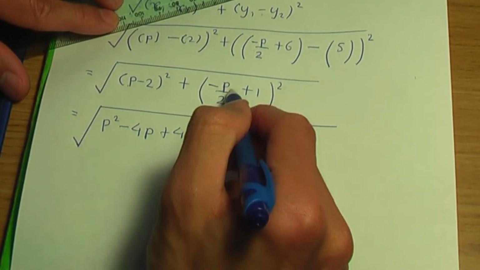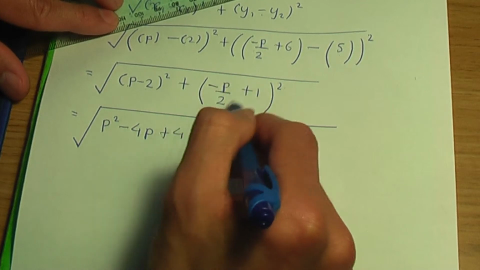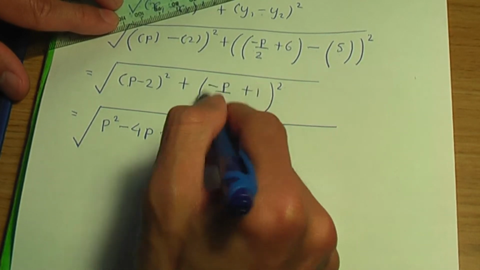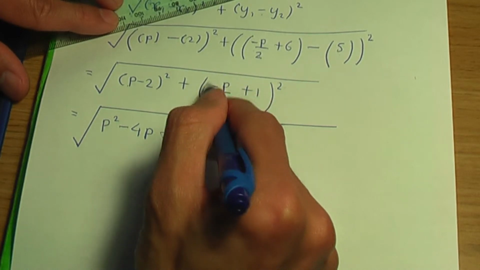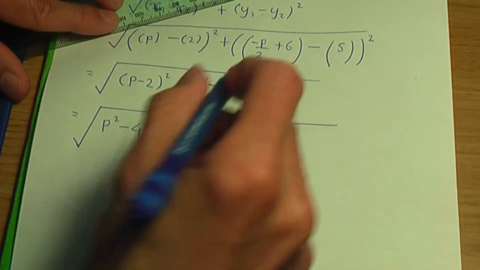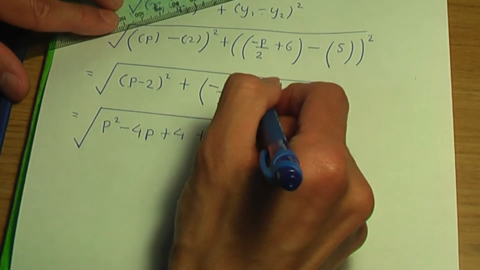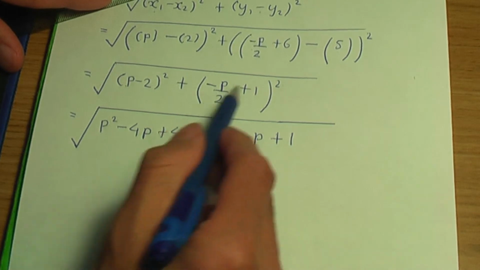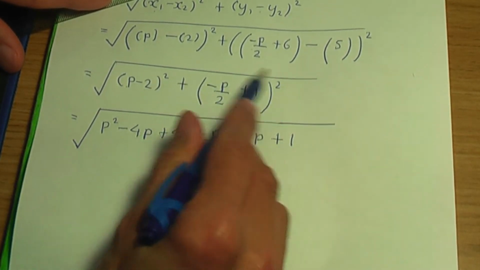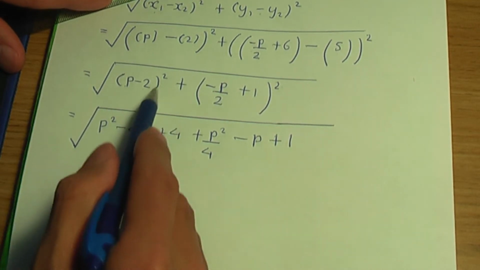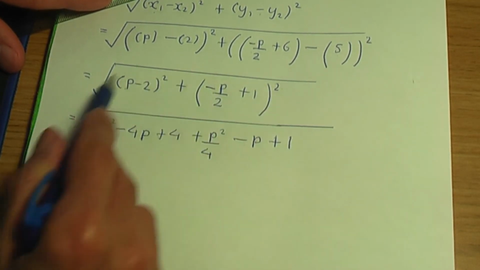And in the middle, we'll have 2 times minus P over 2 times 1. So 2 times minus P over 2 is minus P, times 1 is minus P, plus, and 1 squared, which is 1. So be careful when you multiply this term as well as this term. So this is the result of multiplying out these two brackets.